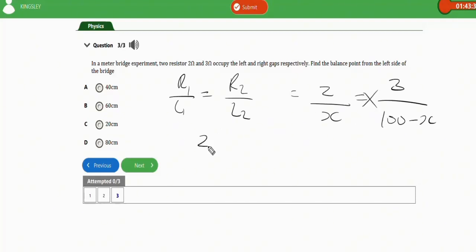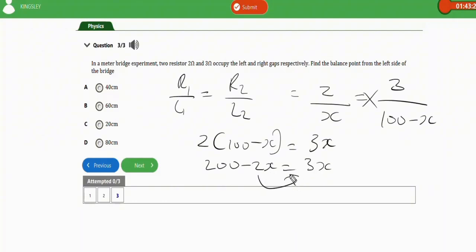This gives us 2 in brackets 100 minus X equals 3x. So this gives us 200 minus 2x equals 3x. Let's collect like terms; this crosses over and changes to plus. We are going to have 200 equals 5x. So divide both sides by 5. This will cancel itself, and our x will now be 200 divided by 5.